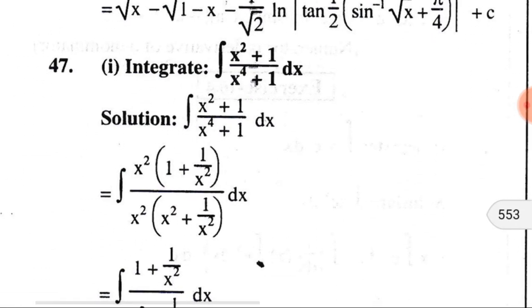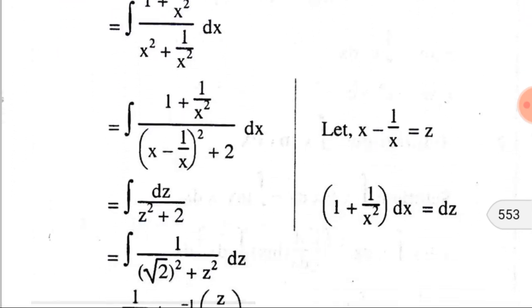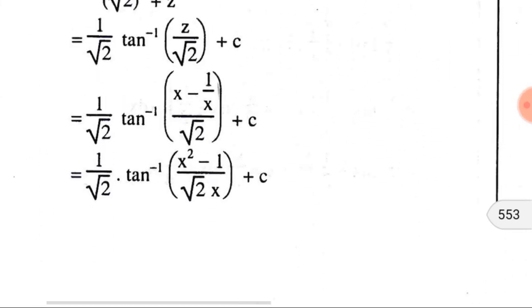Another problem, which is the integration of x square plus 1 whole divided by x to the power 4 plus 1 dx. It can also be done. So I hope that pausing the video you also can do it.